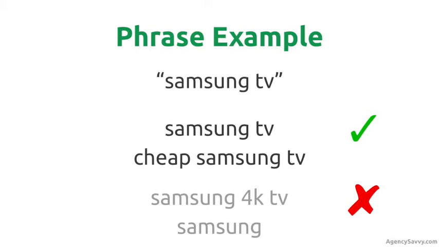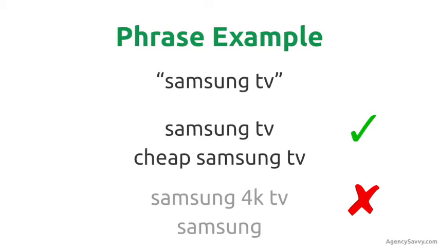So the next level down, if you like, is phrase match keywords. Now, phrase match is denoted with the double quotes around the keyword that you see at the top there. So quote Samsung TV, quote. That says to Google, this is a phrase match keyword. I only want you to match me to people that are searching for a search query that contains the phrase Samsung TV, which means these words have to be in that order with nothing in between them, but they can have other words before and or after.